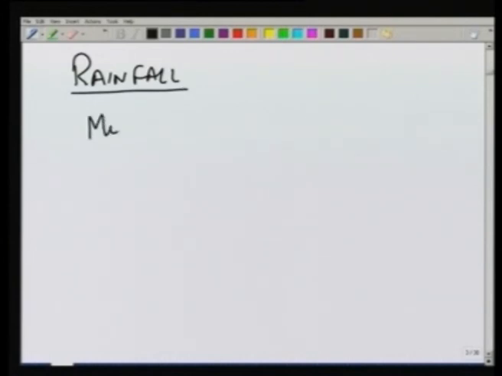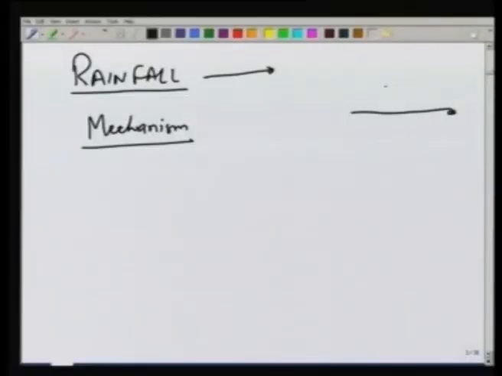So, let us first look at what is the mechanism. In rainfall, what we require is presence of water vapor, and then somehow it should condense and fall to the ground. So, if water vapor is present in the atmosphere, suppose this is the ground level and there is water vapor present in the atmosphere here, this has to cool down in order to precipitate.